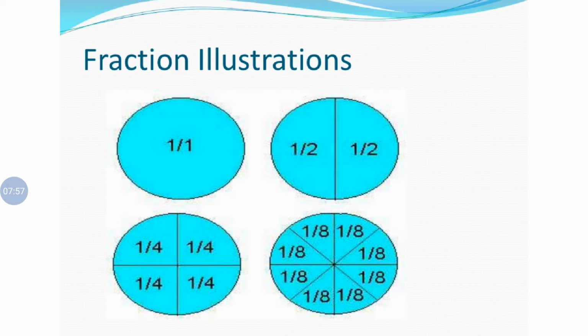Third circle has 4 equal parts, 1 by 4. One part out of 4 equal parts is an equivalent fraction, an equivalent rational number.